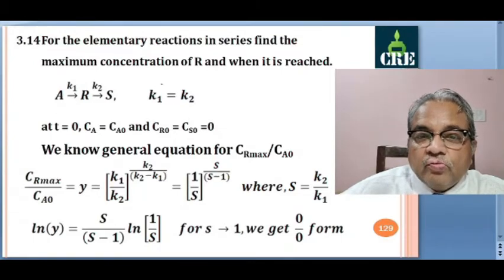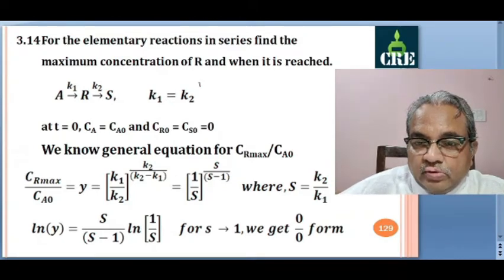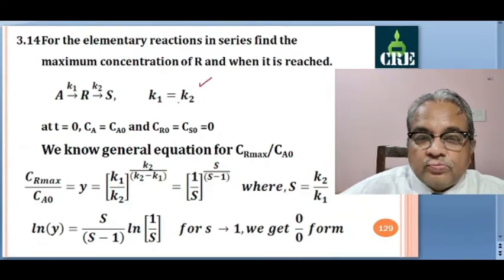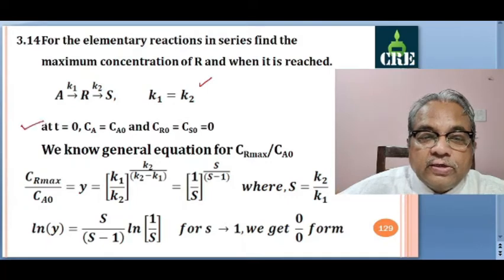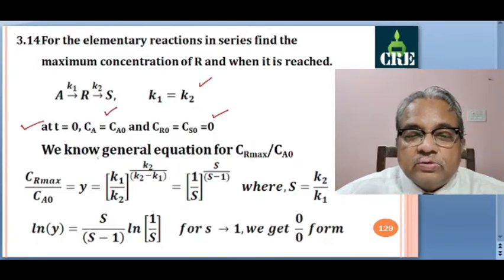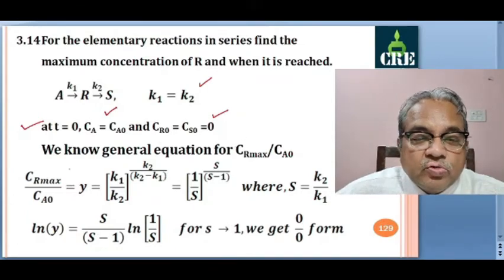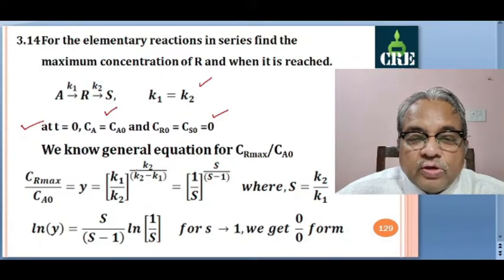So here we have done this for K1 is not equal to K2. Here we have K1 is equal to K2. So for this, and another condition, at T is equal to 0, Ca is Ca0, you start with Ca0 and Cr0 and Cs0 is 0. So no R and S is present initially. So Cr max by Ca0, we denote this by Y, that is equal to K1 by K2 raised to K2 by K2 minus 1.